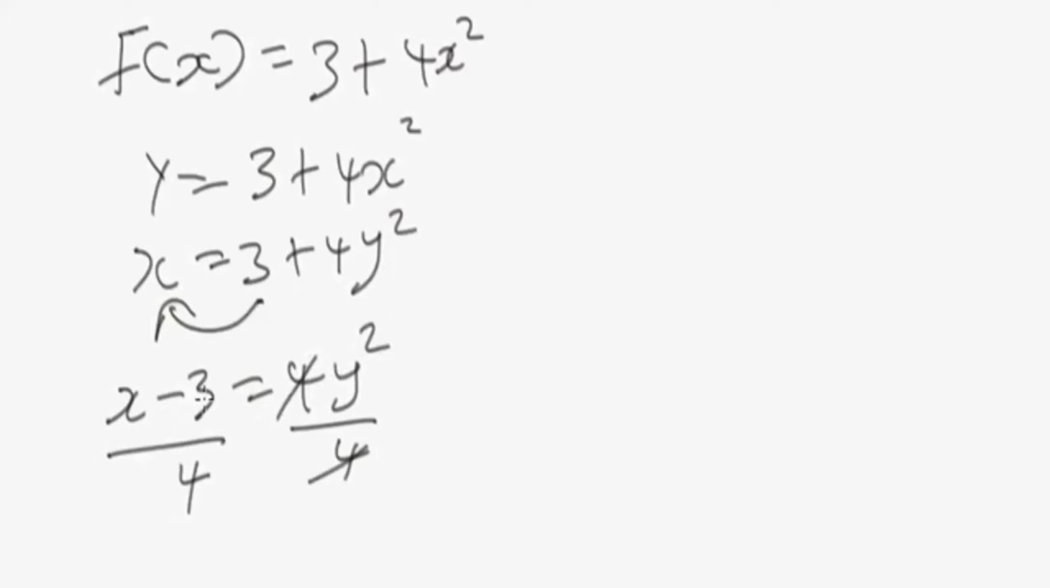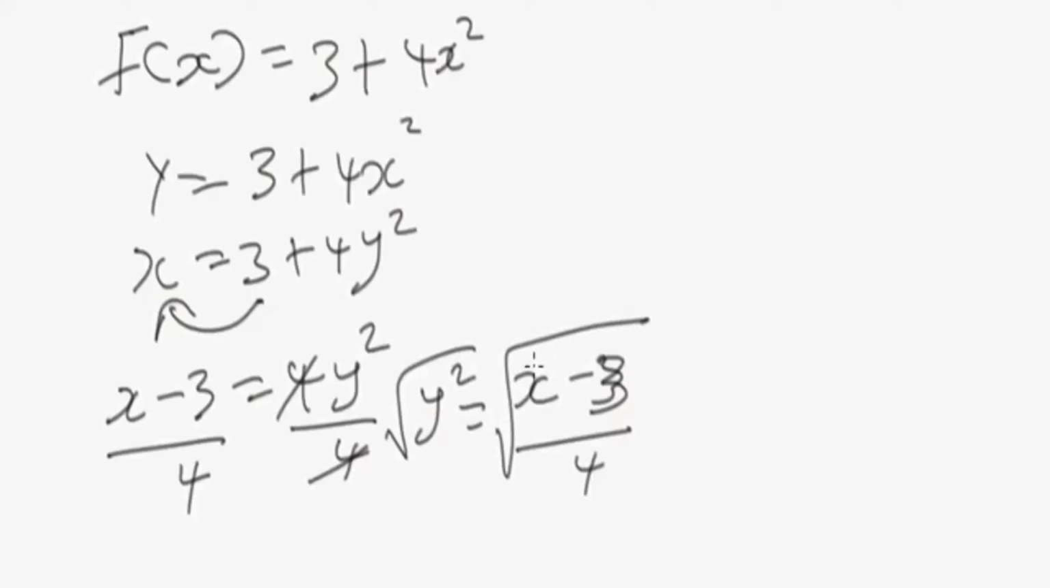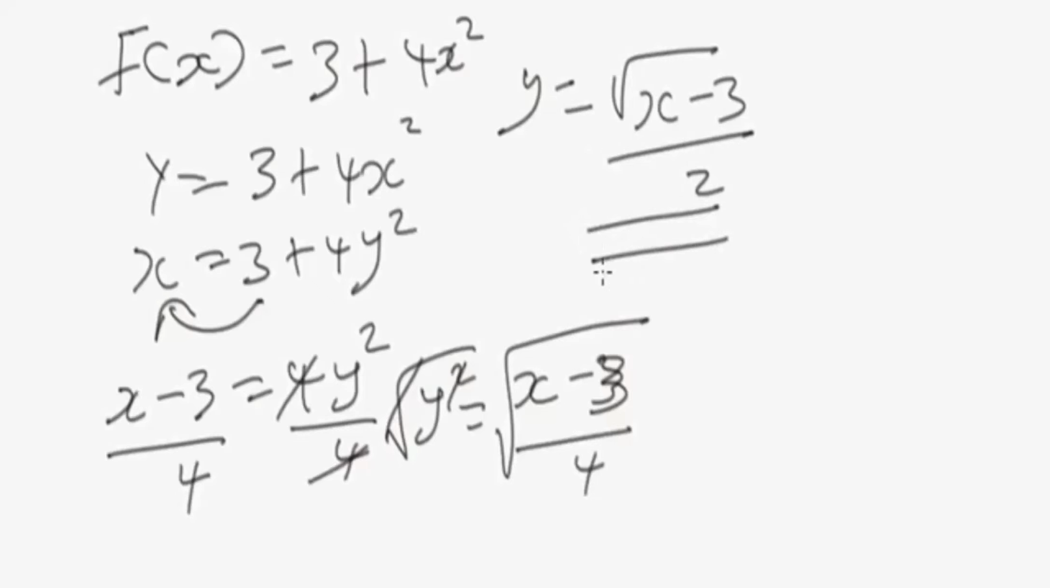So we are left with y squared equals x minus 3 over 4. Then to make y the subject of the formula, you have to take the square root of both sides, to remove this square from y. So this square root cancels the square. So our final answer will be y equals plus or minus the square root of x minus 3, over 2. So this will be the inverse function.